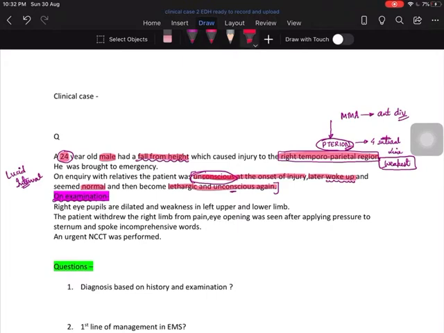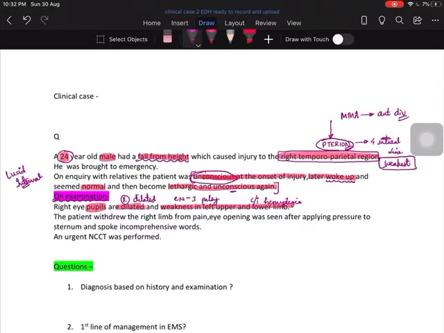Now on examination, what you see is the right eye pupil is dilated, and there is weakness in the left upper limb and lower limb, obviously. Since there is a history of injury on the right side, you will have contralateral hemiplegia, and apart from that, the pupil on the right side is dilated, which is a result of oculomotor or cranial third nerve palsy. So this has significance.